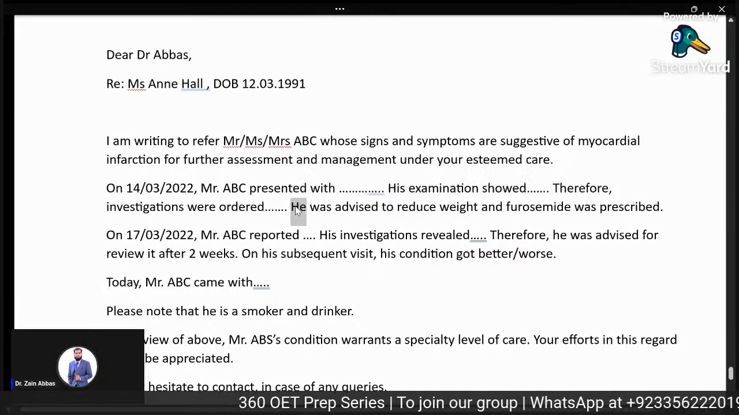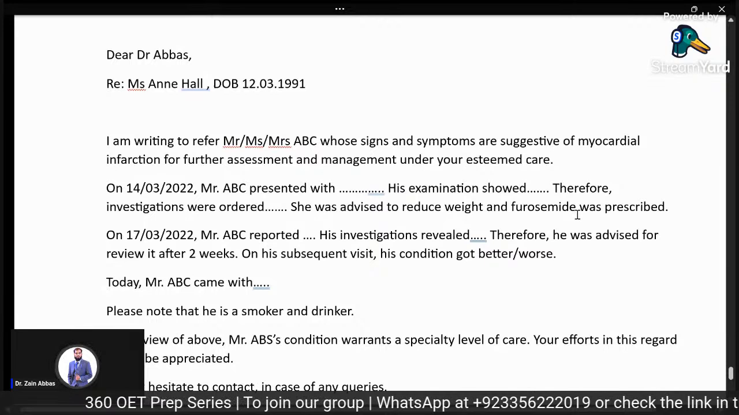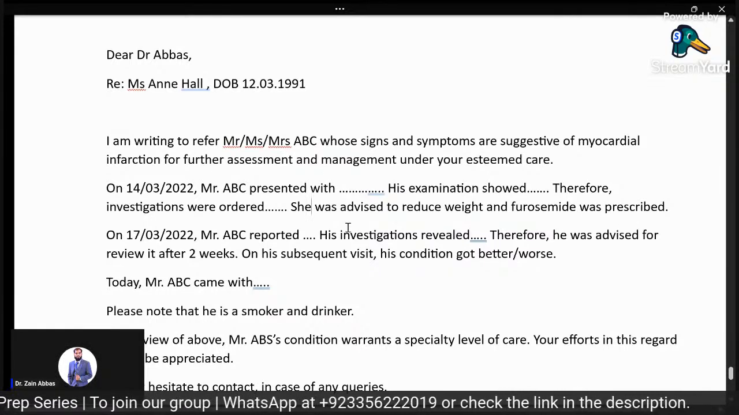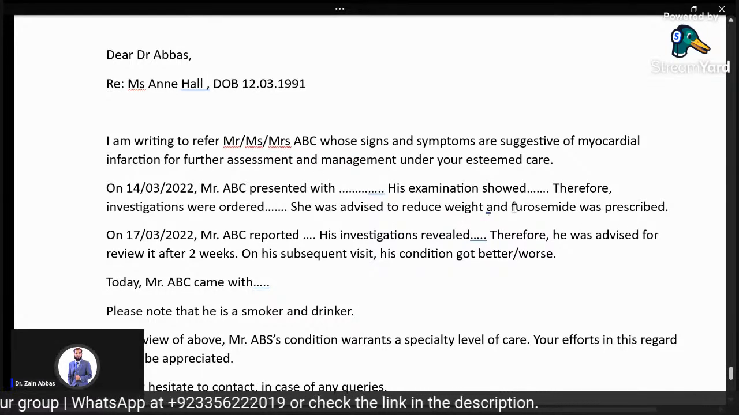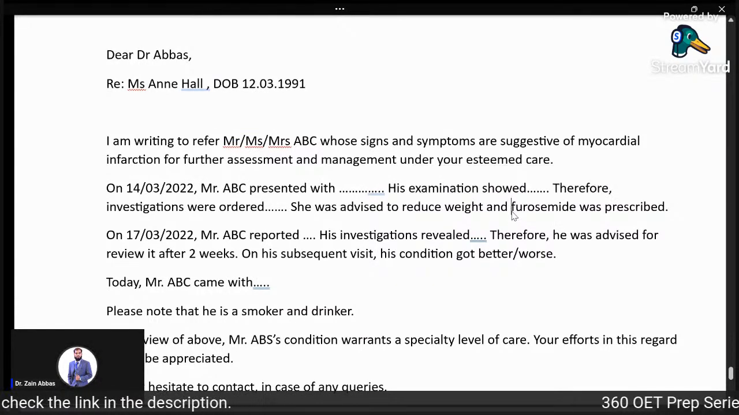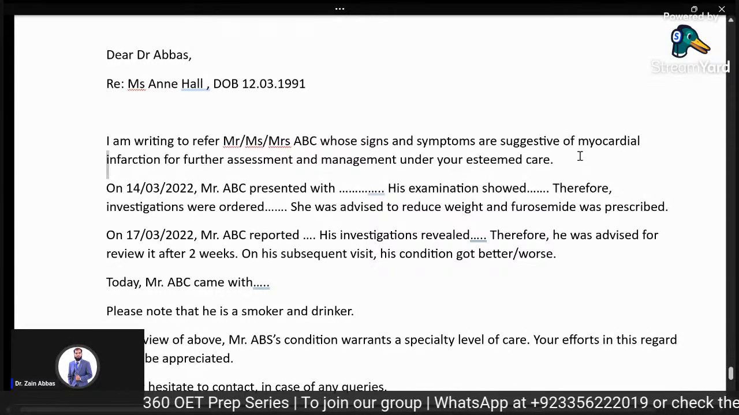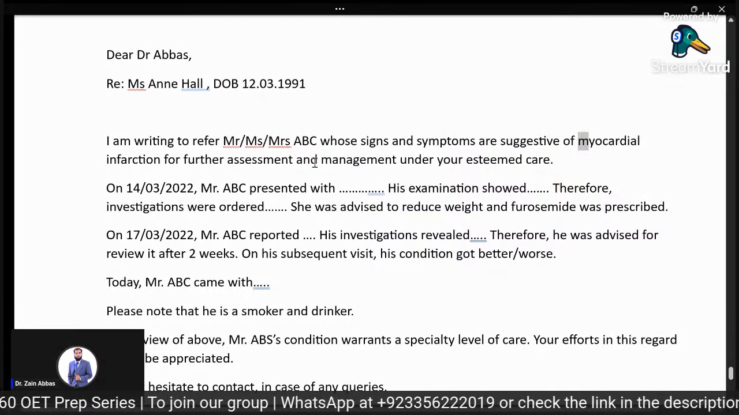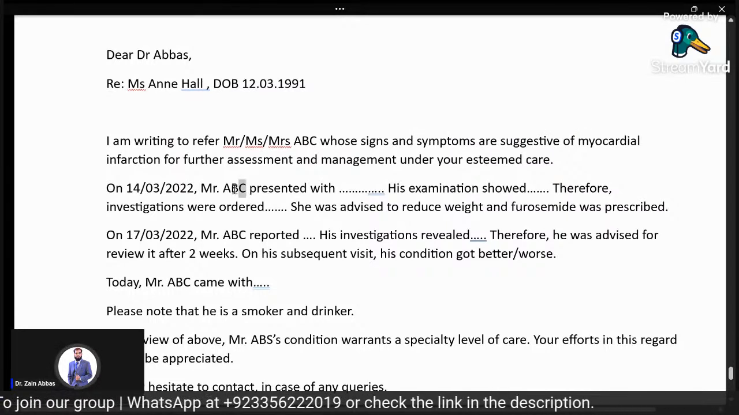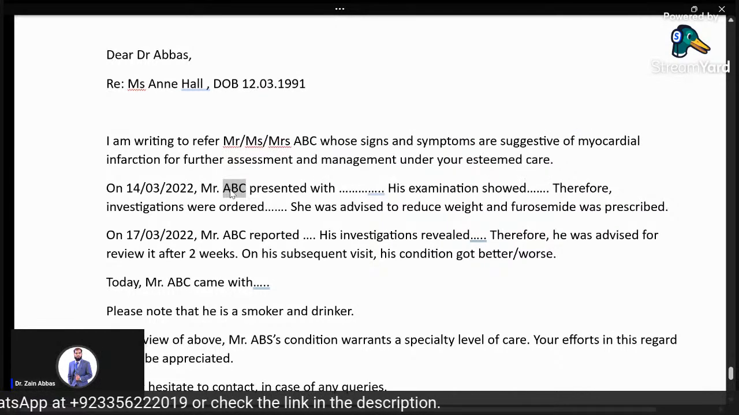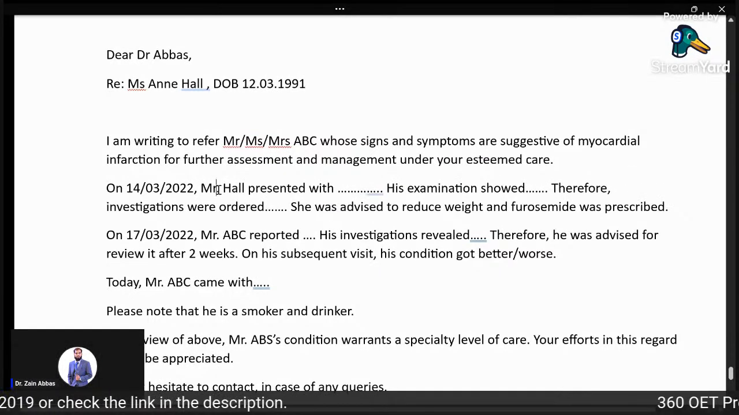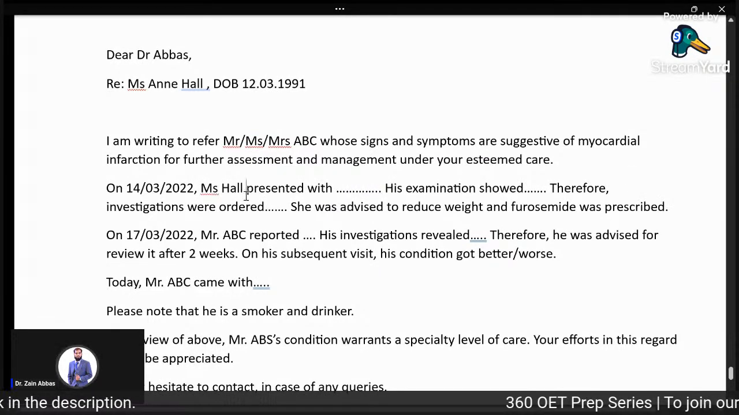Now, as we are addressing the female here, she was advised to reduce weight, and furosemide was prescribed. And you can see I am using the small f here because it's the generic name, not the brand name. And also I'm using m of myocardial infarction and i of myocardial infarction small because it's not named after a person. And I am using the patient's second name here, like Miss Hall. You can see Miss Hall presented with particular signs and symptoms.